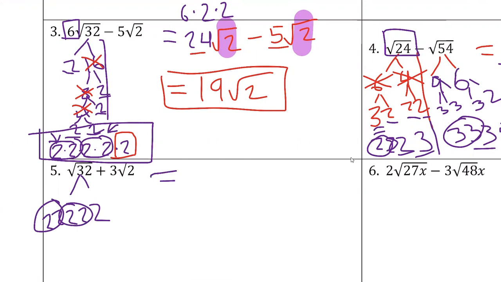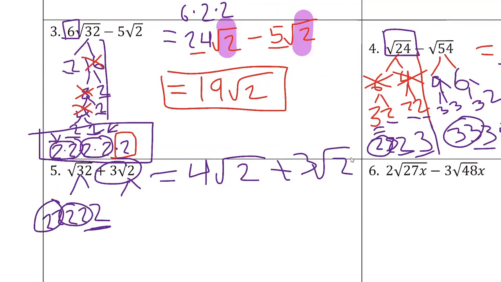So if I rewrite the square root of 32, that's going to be 2 times 2, or 4 on the outside. And then the only thing left over was 1 2. And then the 3 square root of 2, you can't break that down, so it's just going to stay the same. So we can add these because they have like radicands. So that would be 7 square root of 2.